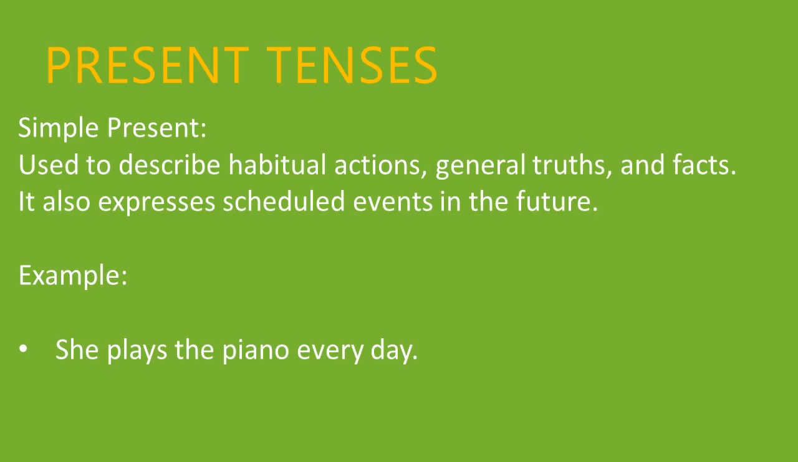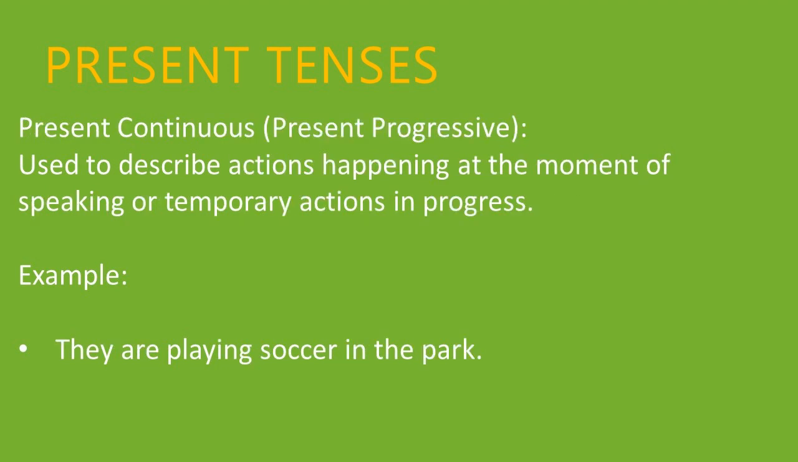Present tenses. Simple present. Used to describe habitual actions, general truths, and facts. It also expresses scheduled events in the future. She plays the piano every day. Present continuous, or present progressive. Used to describe actions happening at the moment of speaking or temporary actions in progress. They are playing soccer in the park.